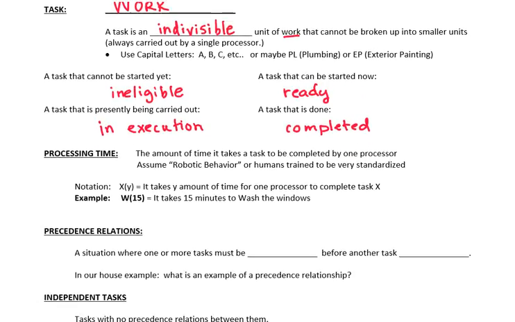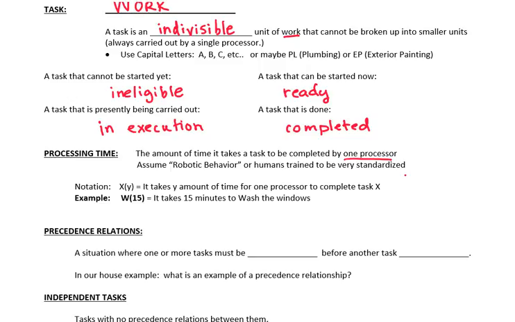Another concern about a task is how long it actually takes you to do the task. That's called the processing time. Processing time is the amount of time it takes to be completed by one processor. And we're going to assume robotic behavior, or humans that are very standardized for the sake of our class. In reality, this isn't true.